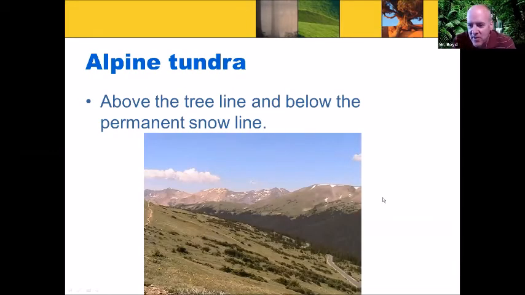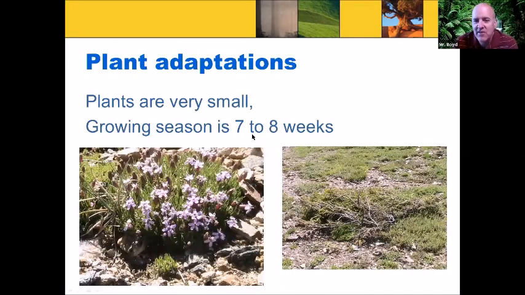Alpine tundra. You can see this not very far from here. You go up to Colorado, you see it. This is above the tree line and below the permanent snow line. So you get an area at the tops of the mountains where there's no trees. This is tundra, alpine tundra, mountain tundra. The plants are very small and the growing season can be as short as 7 to 8 weeks. That's the only time the plants can grow in the year, is 7 to 8 weeks.